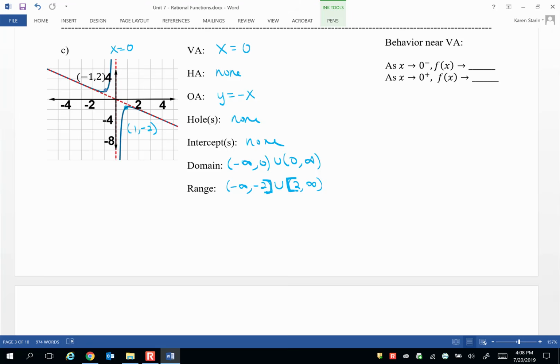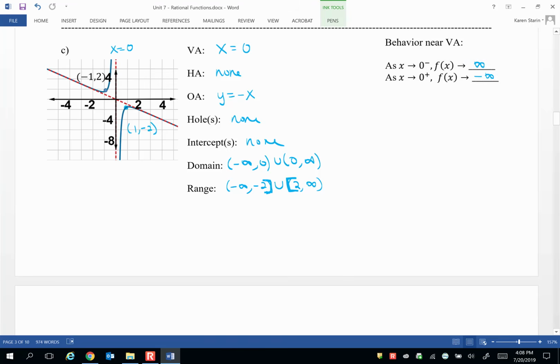Now let's look at the behavior near the vertical asymptote. As x approaches 0 from the left, f of x approaches infinity. As x approaches 0 from the right, f of x approaches -infinity. So read that graph and make sure you understand those.